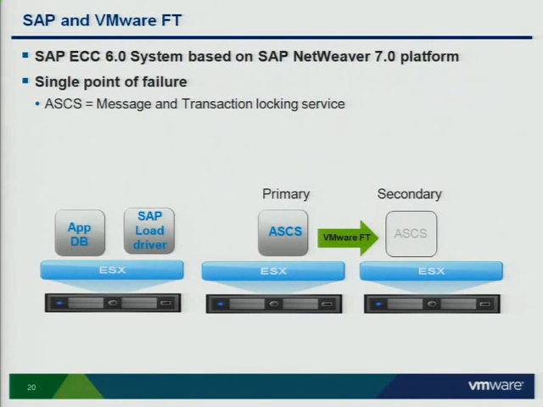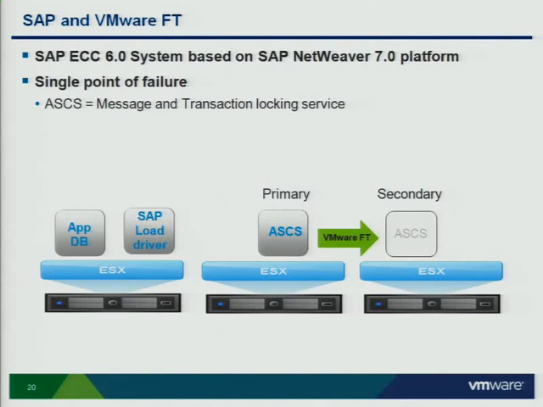The first one is on SAP, protecting that with FT, and the next slide talks about BlackBerry and protecting the BlackBerry Enterprise Server with FT. All right. If you're not using SAP, some of this terminology may not make sense, but I think the concepts will be clear. We did this proof of concept on the SAP ECC, which is the ERP Central Component 6.0 system, based on their NetWeaver 7.0 platform. A lot of customers deploy this system, which exposes a single point of failure, the module called the ASCS. This is the module that controls the message and transaction locking services.